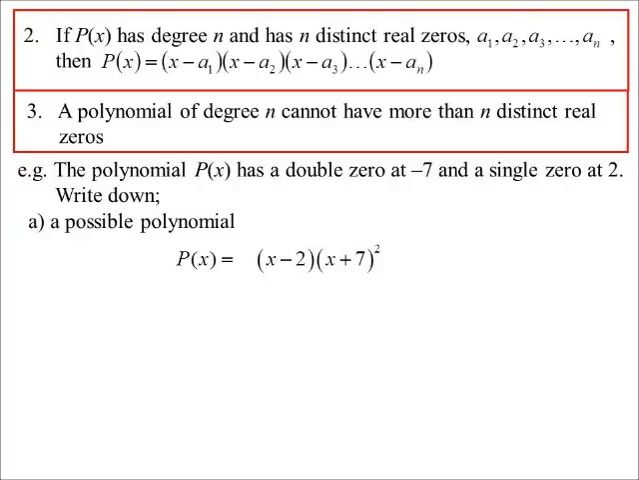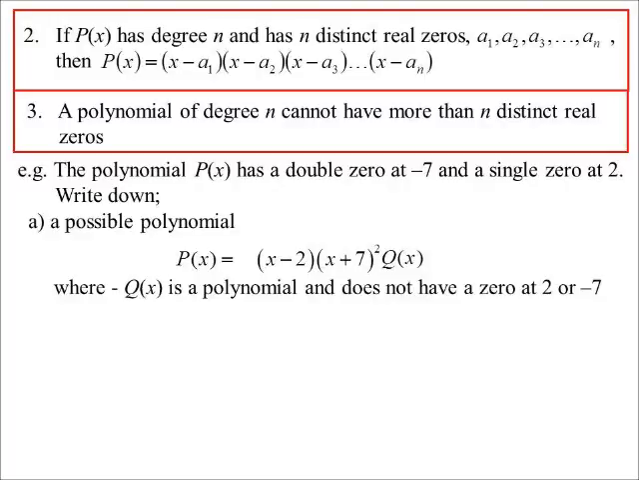Now yes, that is a possible polynomial, but I want to generalize this to come up with a statement that would create every possible polynomial. So what I'll do is I'll multiply it by another polynomial. However, I need to put a condition on that polynomial. That polynomial q(x) cannot have a solution of 2 or negative 7. Because if it did, say it had a solution of negative 7, then negative 7 would no longer be a double zero, because I'm creating another solution to become a triple zero. Same with 2. If I had a solution of 2, it would no longer be a single solution.